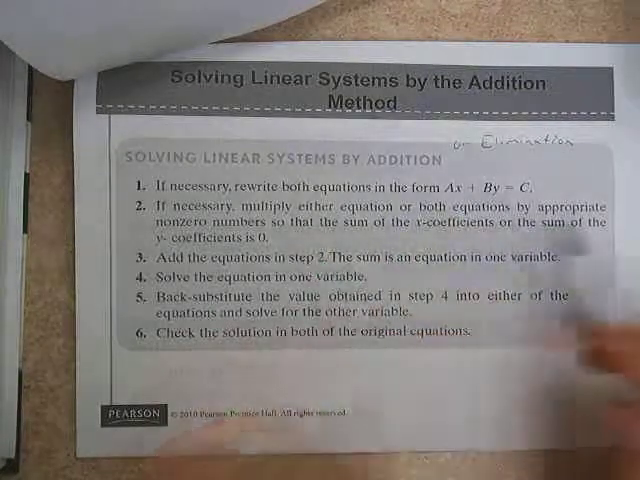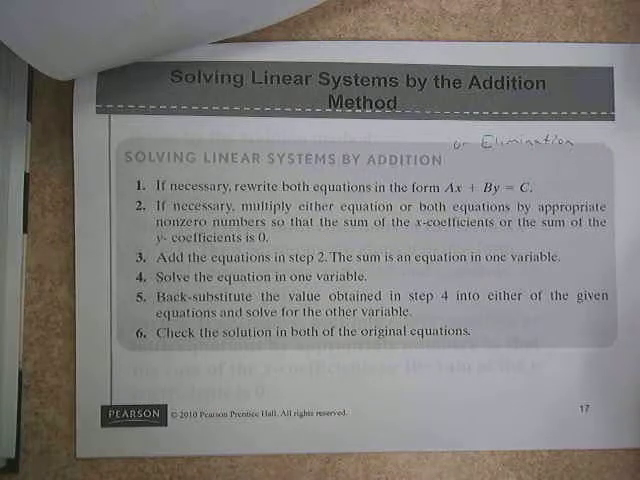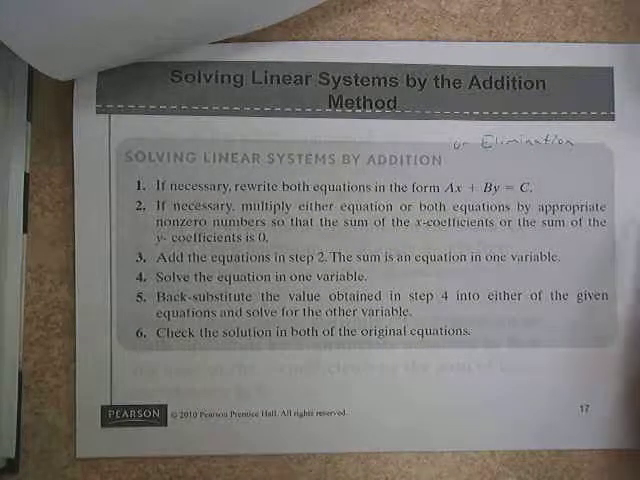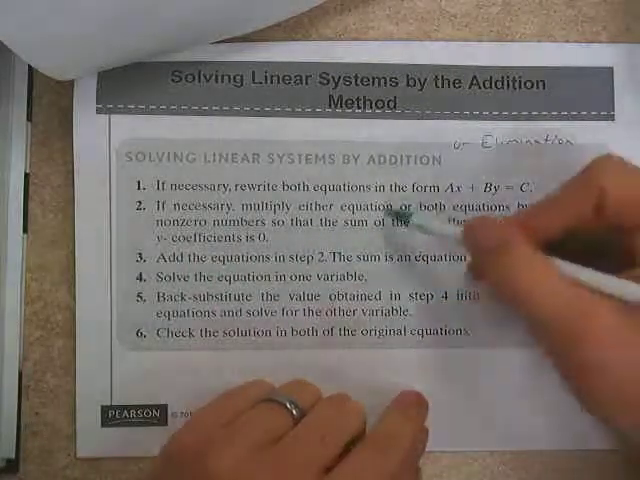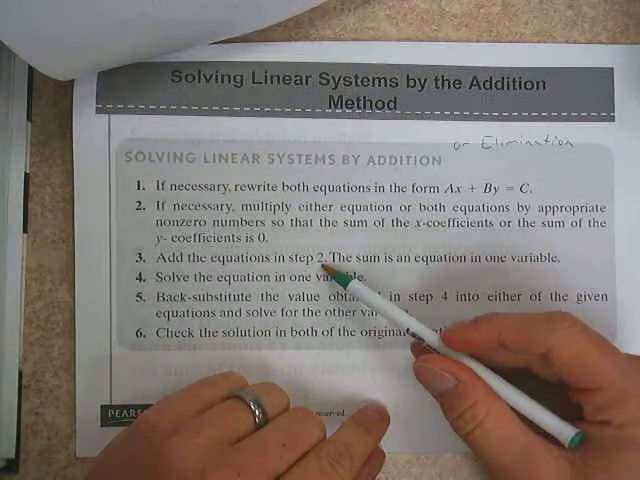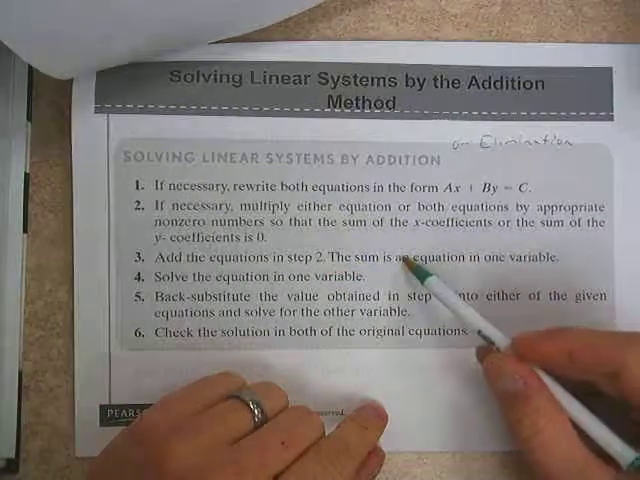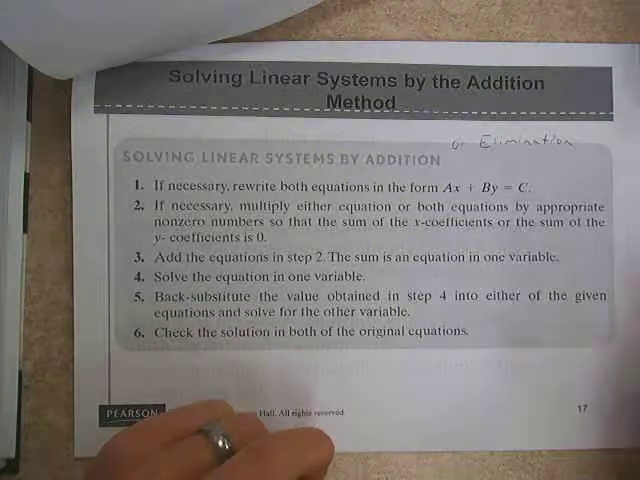And then part 2 says, if necessary, multiply either equation or both equations by appropriate non-zero numbers so that the sum of the x coefficients or the sum of the y coefficients is 0. It seems rather confusing, but we're going to see what that means in just a minute. We're going to add the equations once we do that in step 2, and when we get the sum of those two, we're going to have an equation that has one variable, and then we're off to the races.